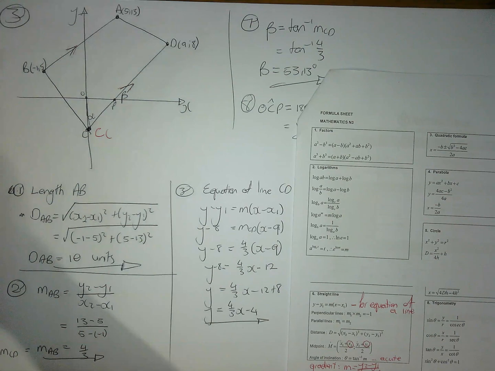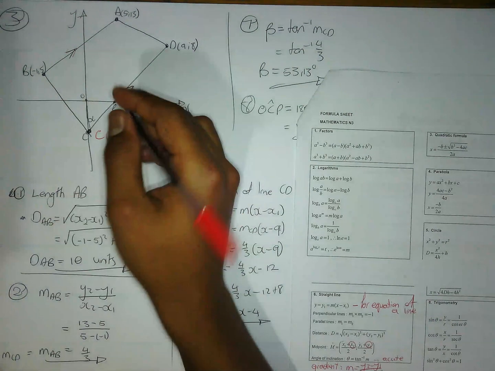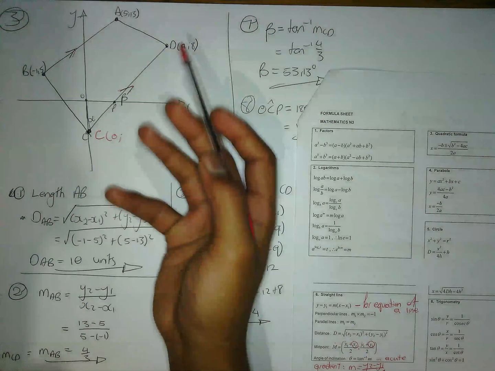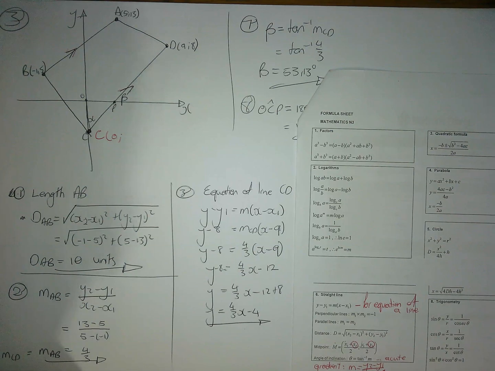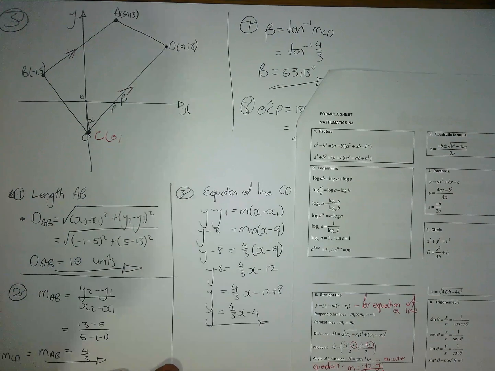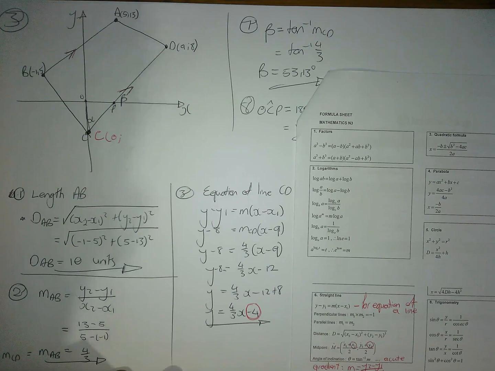Okay, the next question is saying we must determine the coordinates of C, and we must note that C is on the y-axis. If any coordinate is on the y-axis, the x coordinate of that will be 0. So all we must determine is the y value for that coordinate. And now we have that y coordinate because we determined the equation of the line CD. So here we have it over here again, the y-intercept.